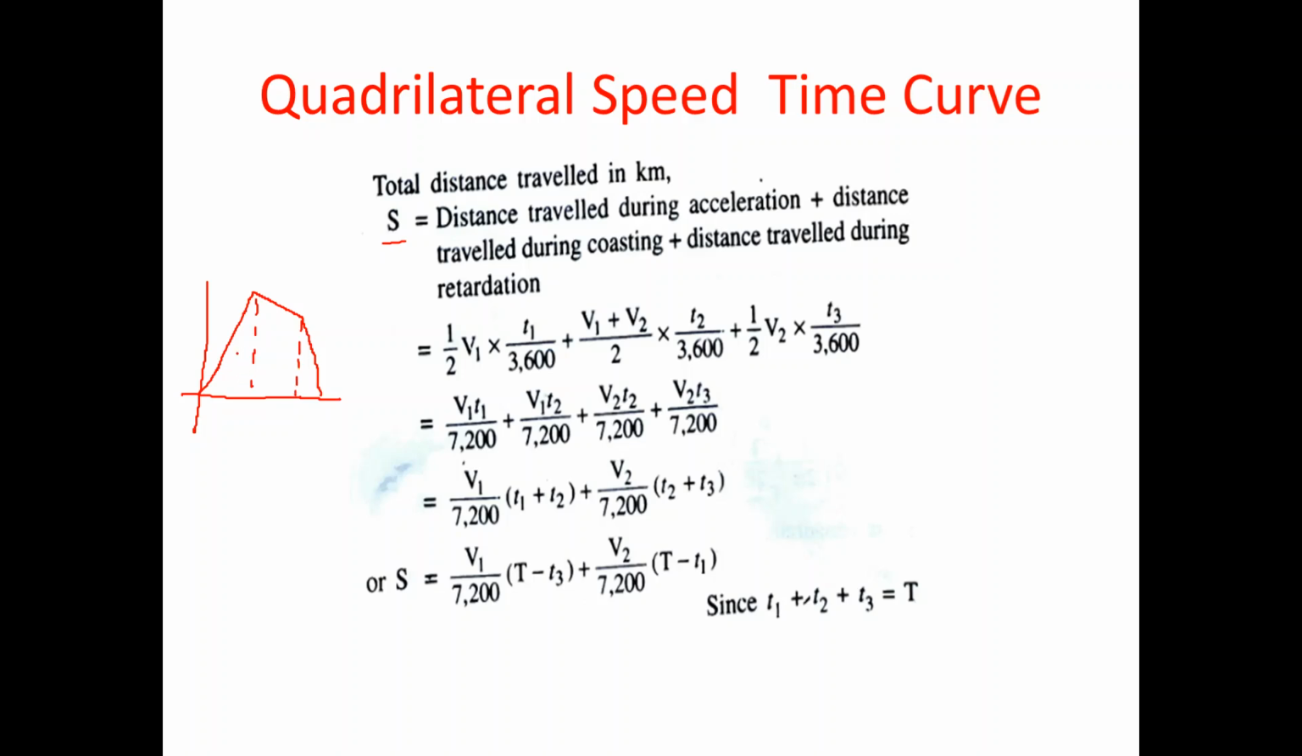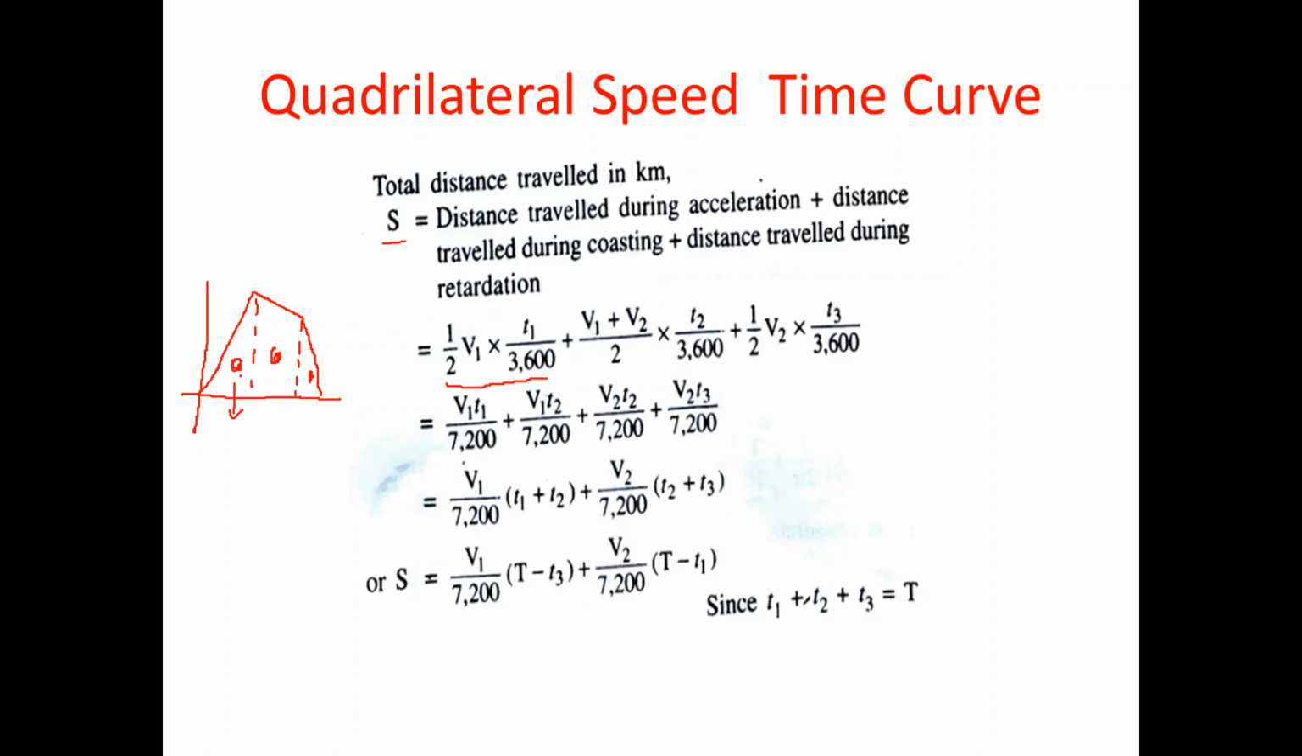Now we have to find the area, the distance, the total area under this curve. So this area plus this area plus this area. If you add, then we will get the total area, which is equal to the distance covered. So the distance traveled is calculated. Now this equation gives you the area under the acceleration phase. During the acceleration phase, this will give you the area.